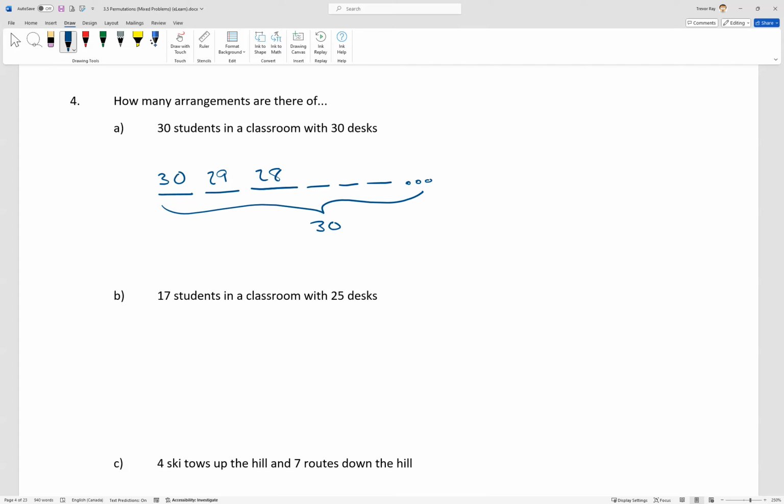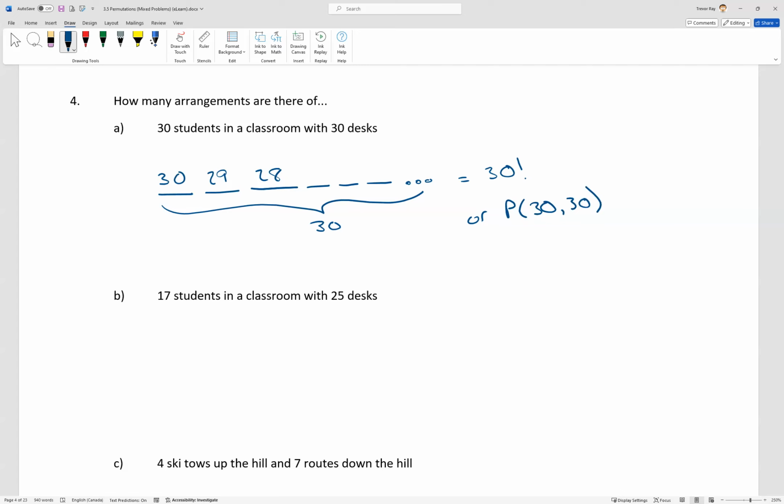So essentially, we're taking 30 times 29 times 28 until we've selected 30 numbers. Well, that's just 30 factorial. Or you can think of it as you have 30 things and you're picking 30 of them. Those are both mathematically identical, just different ways to think about the logic.